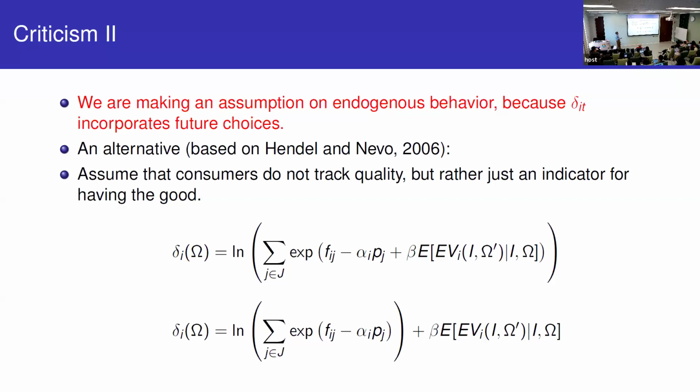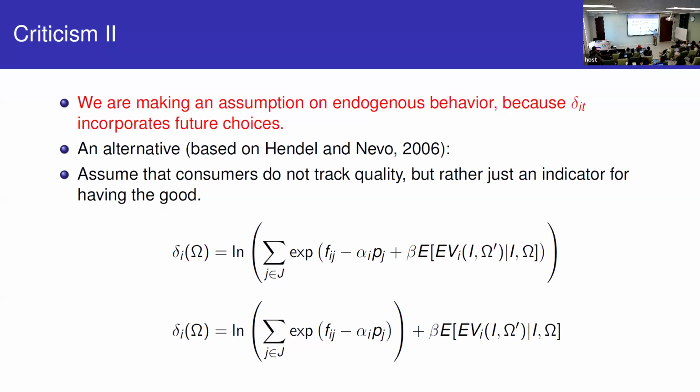Okay, so here's an alternative. This is based on Hendel and Nevo, that gets around that objection. I was just trying to show you an assumption you could make that would get around that objection. Let's assume that consumers don't track quality. They don't keep track of that F0, the quality of the product they hold, but rather they include just an indicator for whether they have the good or not. Imagine that entering here is no longer F naught, but just a dummy variable for whether they hold the product or not.